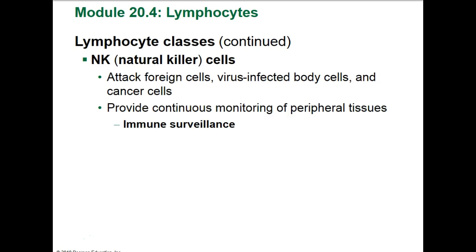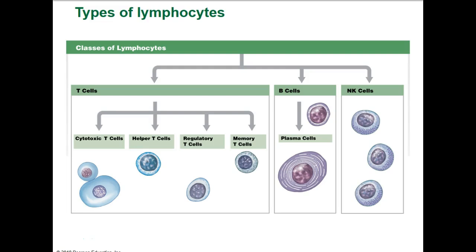Okay, so let's go back a little bit and talk specifically about some of these cells. So on the lymphocyte side, the natural killer cells attack foreign cells, the virus-infected body cells, and the cancer cells. They provide the continuous monitoring of your peripheral tissues, again, what we call immune surveillance. Okay, so this is a good chart to remember the lymphocytes by. Again, 4 kinds of T cells: cytotoxic, helper, regulatory, and memory. Then we have the B cells and the natural killer cells on the other side.